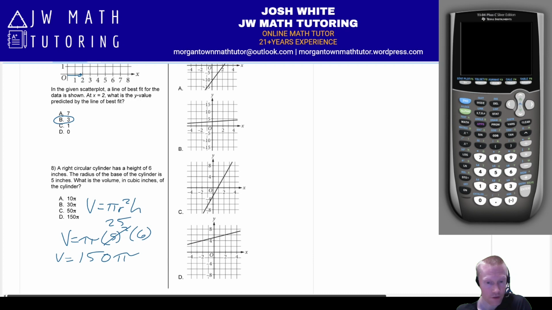The volume for this is going to be 150 pi. That's it. You're just plugging values into a formula and working them out, doing order of operations. And that's it. No more work needed after that.